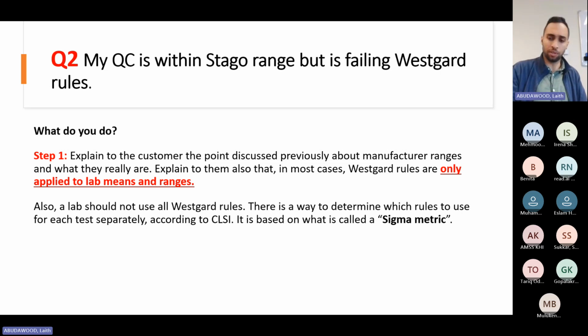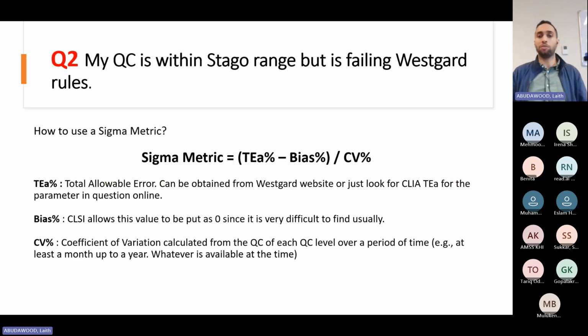So what do I really mean with the sigma metric? Sigma metric equals total allowable error in percent, minus bias in percent, divided by CV percent. There's another version where it's done not in percentages, but in absolute values. We will stick to percentages to keep it simple.